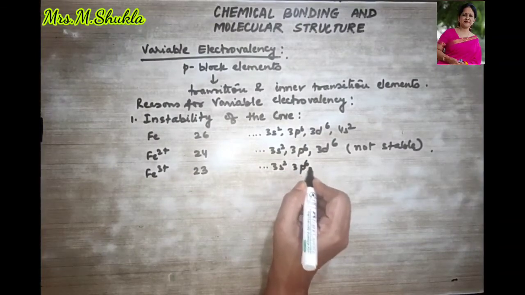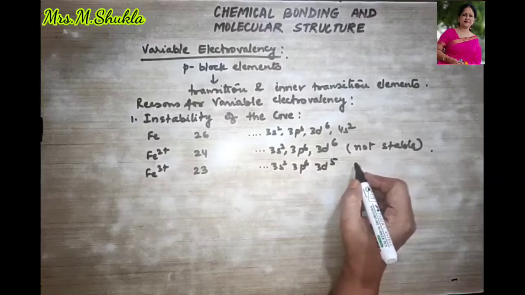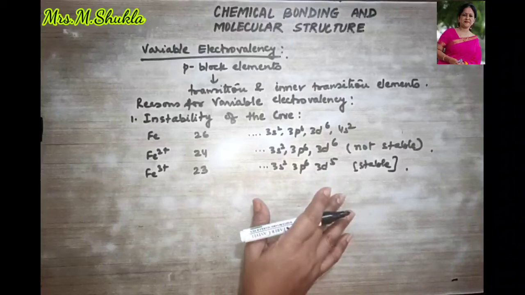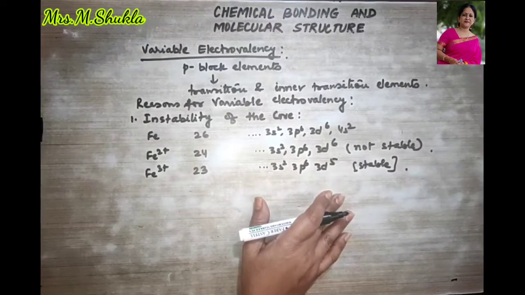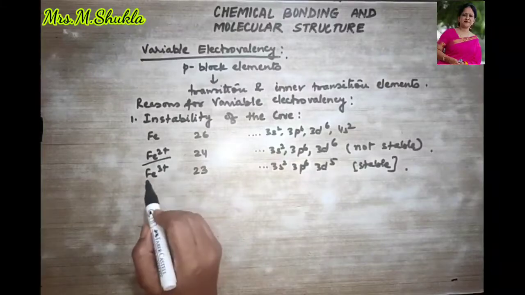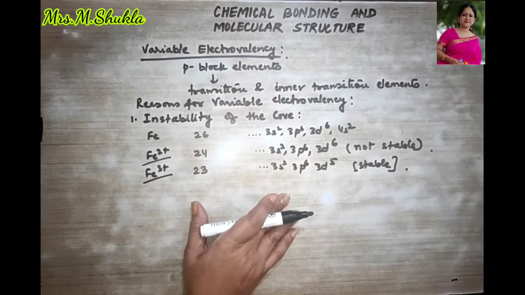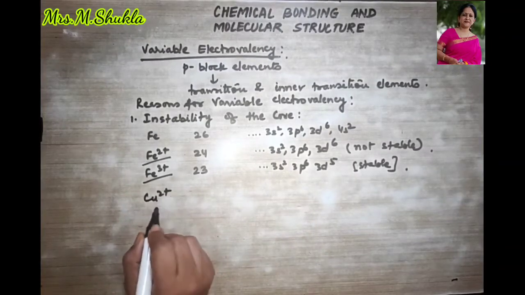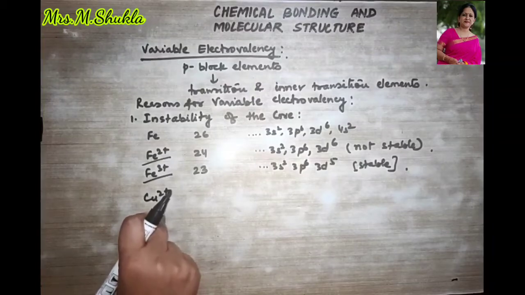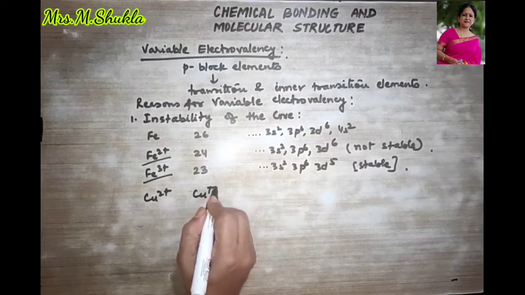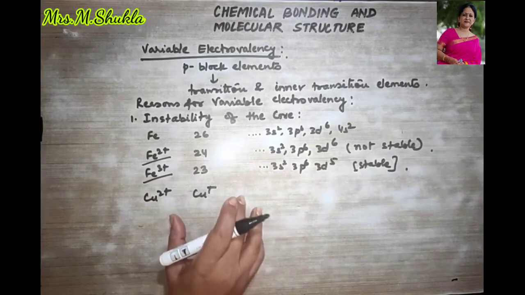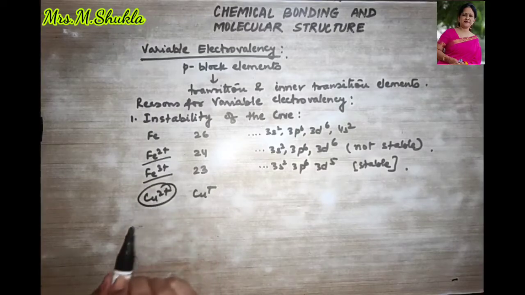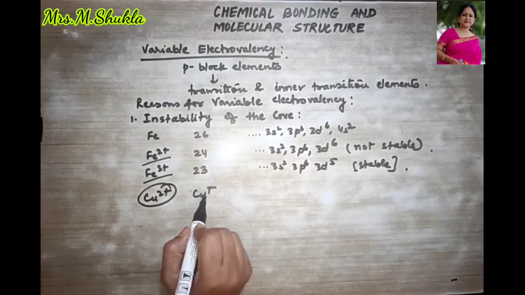3s2, 3p6, 3d5, and this is your stable ion. Thus, we see that iron shows +2 and +3 valencies, right? Now, copper. Cu2+ is more stable in the aqueous solution than Cu+. Why? Due to its high hydration energy. What did I say? Cu2+ is more stable in aqueous solution than Cu+.